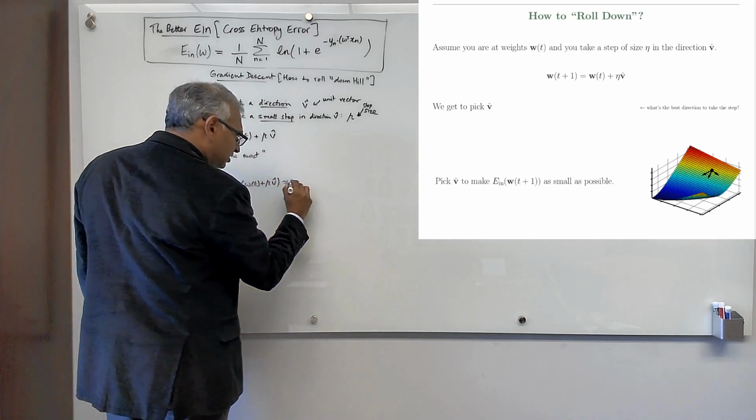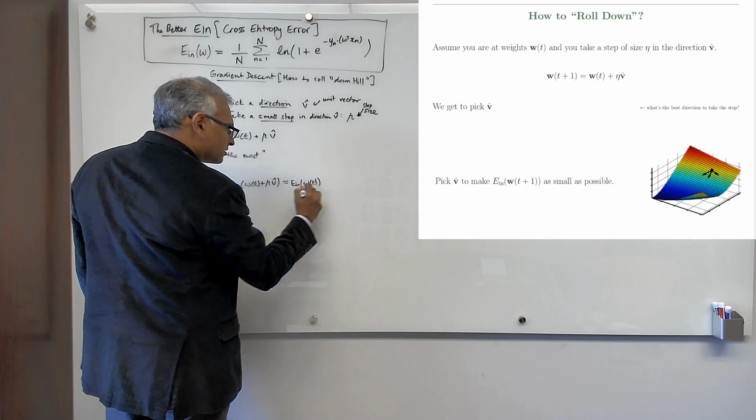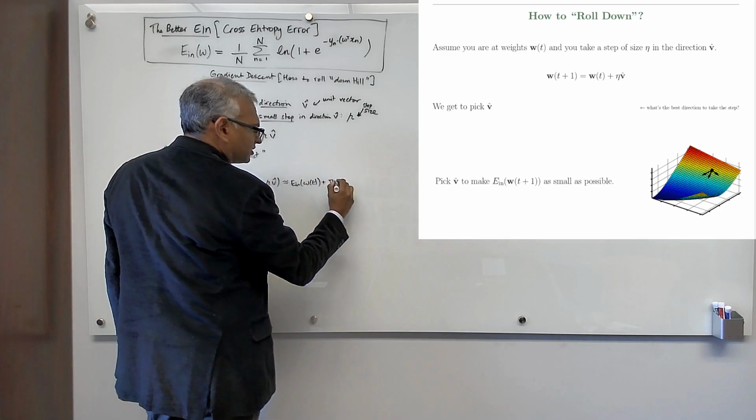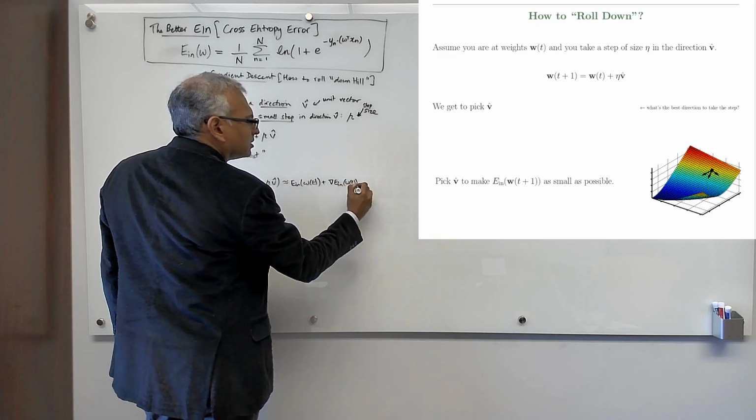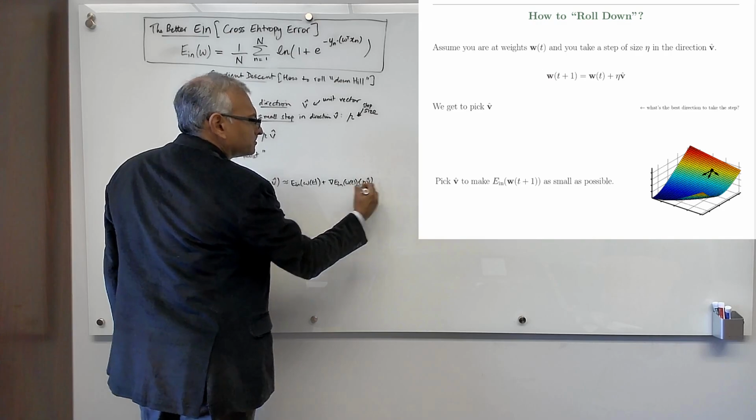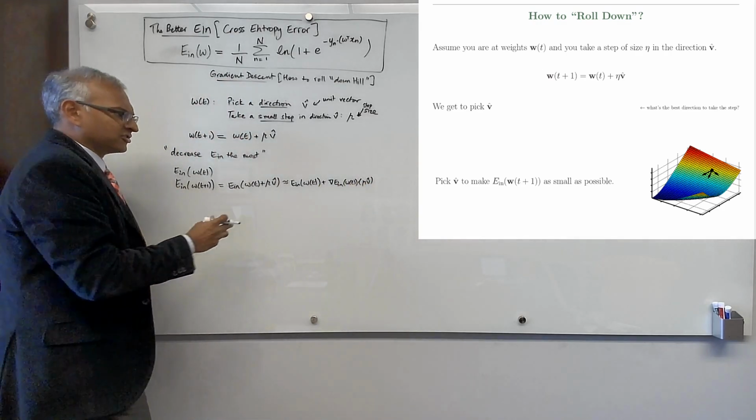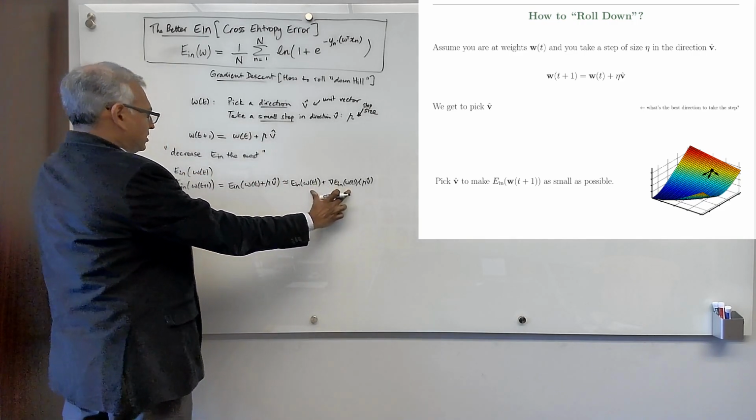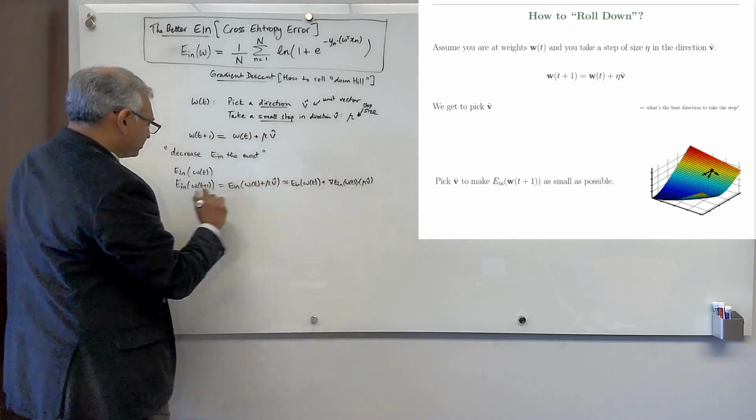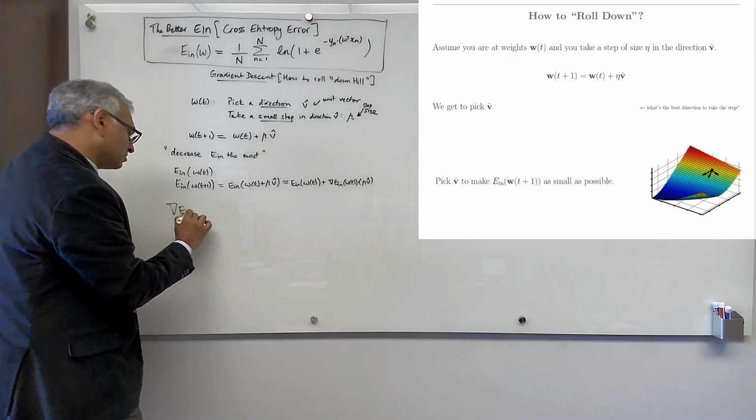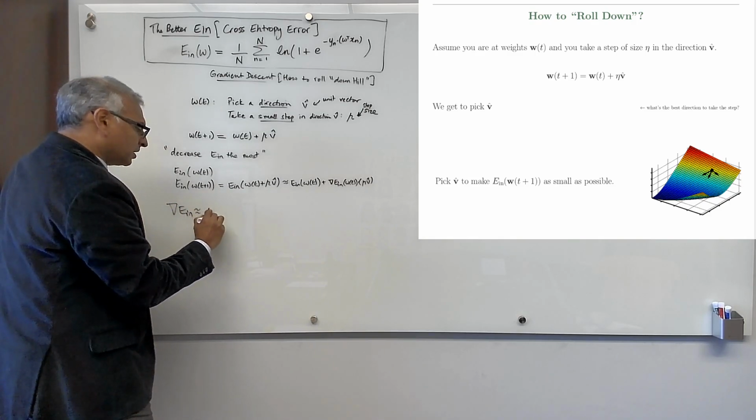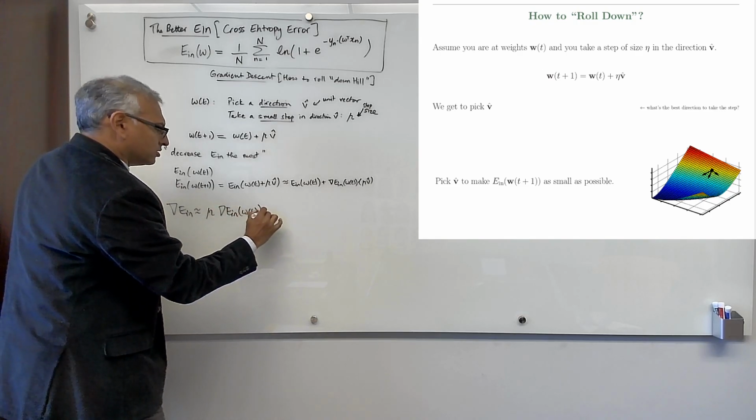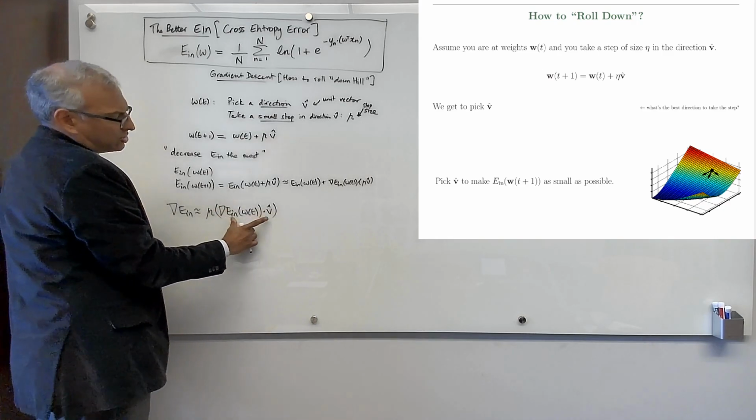This is approximately E_in of w(t), the place you started at, plus the move dotted into the gradient, the gradient of E_in at w(t) dotted into eta v hat. So that's the first order Taylor approximation. If you compare where you were with where you are now, the change in the ensemble error is exactly this term. So the change in E_in is approximately eta times the gradient of E_in of w(t) dotted into v hat. This is the dot product of two vectors.